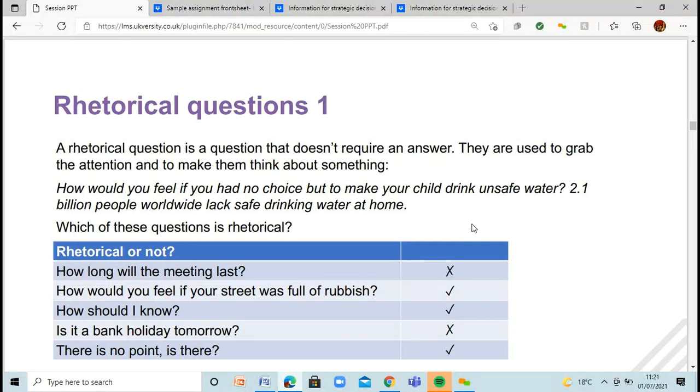So we've got a couple of questions here. We've got a sentence here, saying, how would you feel if you had no choice but to make your child drink unsafe water? So that's a rhetorical question. They're not actually asking you to answer it. Then it goes on to say some facts. 2.1 billion people worldwide lack safe drinking water at home. So we've got examples of rhetoric and not rhetoric.